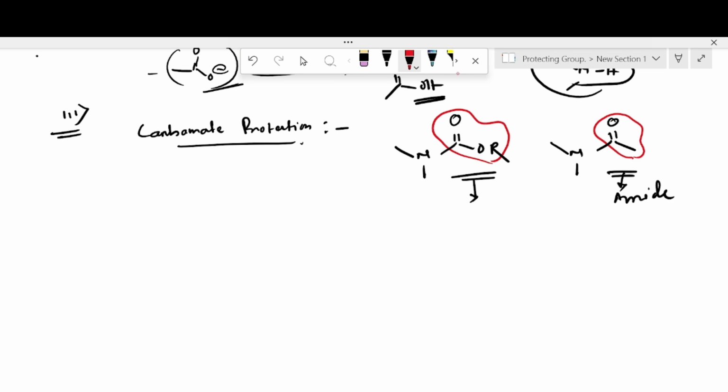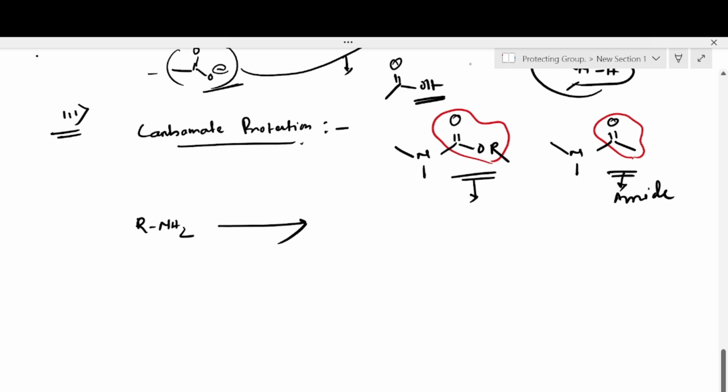So how to form that carbamate? For that we have to react an amine with this species. What is it called? Alkyl haloformate.